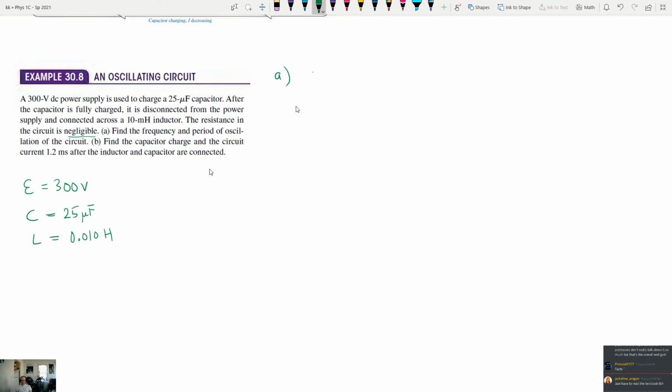To find the frequency of oscillation for the circuit, we can find omega, and omega is equal to 1 over the square root of L times C. So it's equal to 1 divided by the square root of 0.01 henry multiplied by C, capacitance. 25 microfarads would be 25 times 10 to the minus 6 farads, and we can use this to calculate omega.